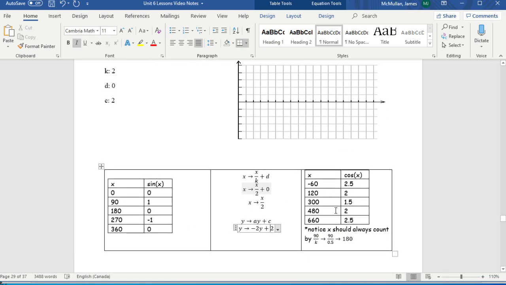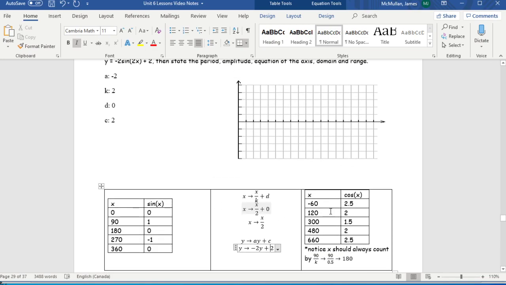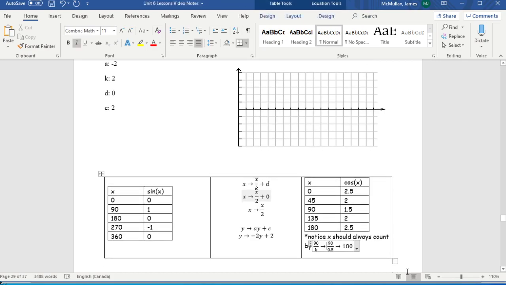So just what we have there is good. So every x we have to divide by 2. So we start with 0, then we go to 45, and then we go to 90. Then we have 135, and then we have 180. Again, notice that x is counting up by 90 over k, 90 over 2. So every x is counting up by 45. Okay, which it is.